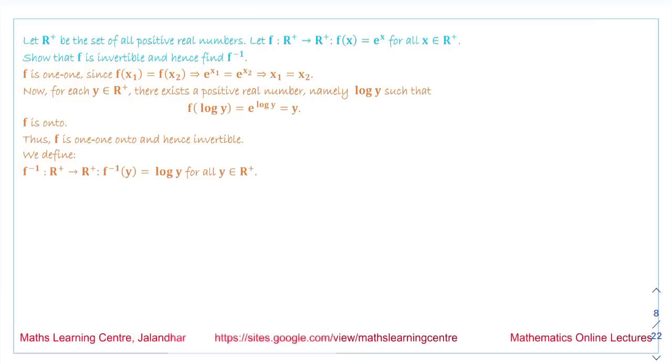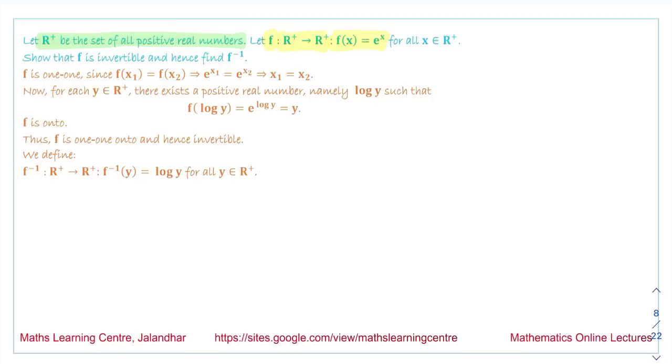Now in this question, we are given that R positive is the set of the positive real numbers, and it is the function that is defined over here. f is defined from R positive to R positive. The domain is R positive, and the codomain is the set of positive real numbers, and the function is defined like f(x) is equal to e raised to the power x. We have to show that the function is invertible.